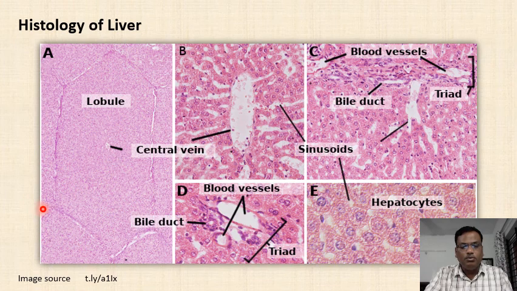So hepatic lobule, and here you can see the central vein and the space between the cells, the space which forms is called sinusoid, and at the junction of hepatic lobules we find structures called hepatic triads, where we find bile ducts, blood vessels, lymph vessels, etc.